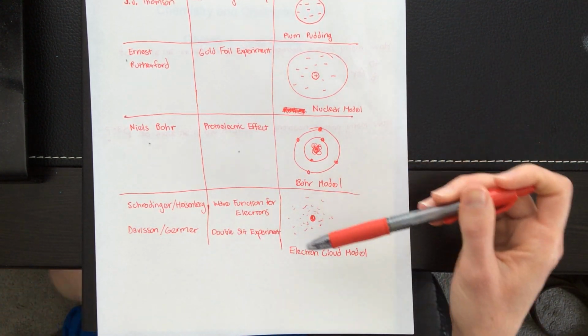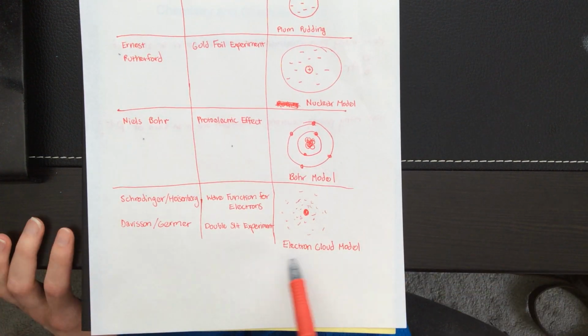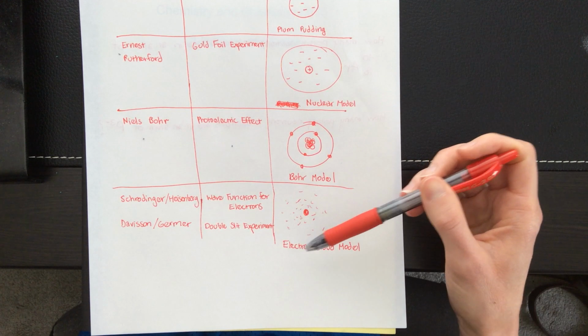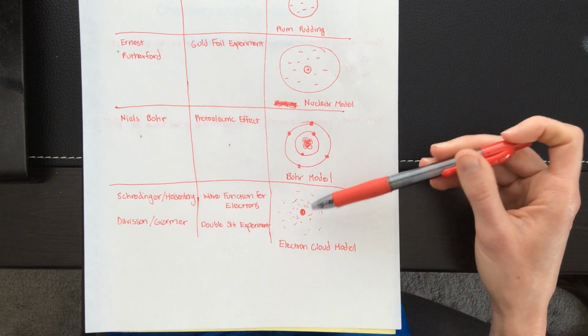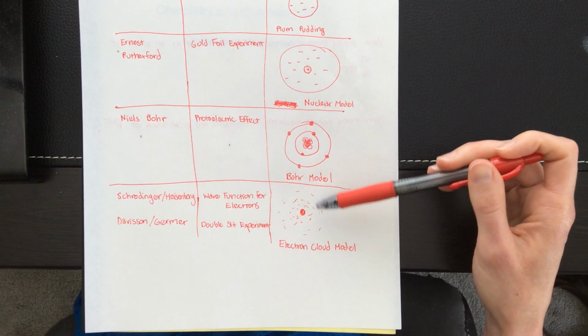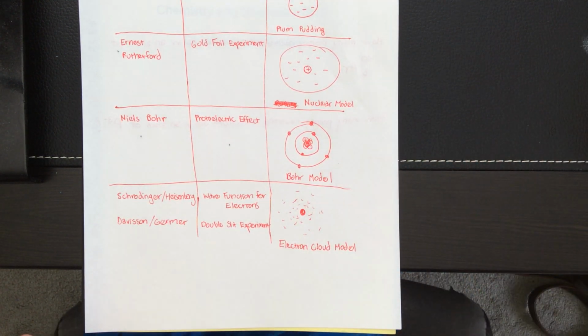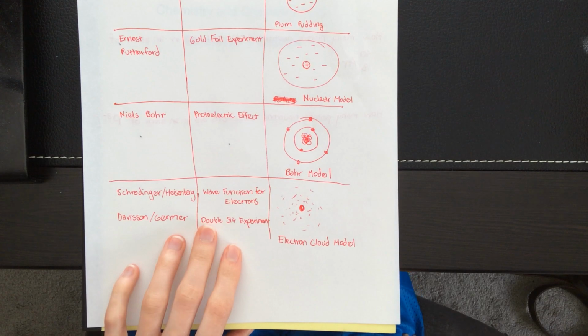waves and particles. And so our current model is the electron cloud model, which says the electrons exist around the nucleus, but we can't say exactly where they are. They're just somewhere, they have a probability of being somewhere in this electron cloud. Okay, that's the first part of Chapter 2 you need to know.